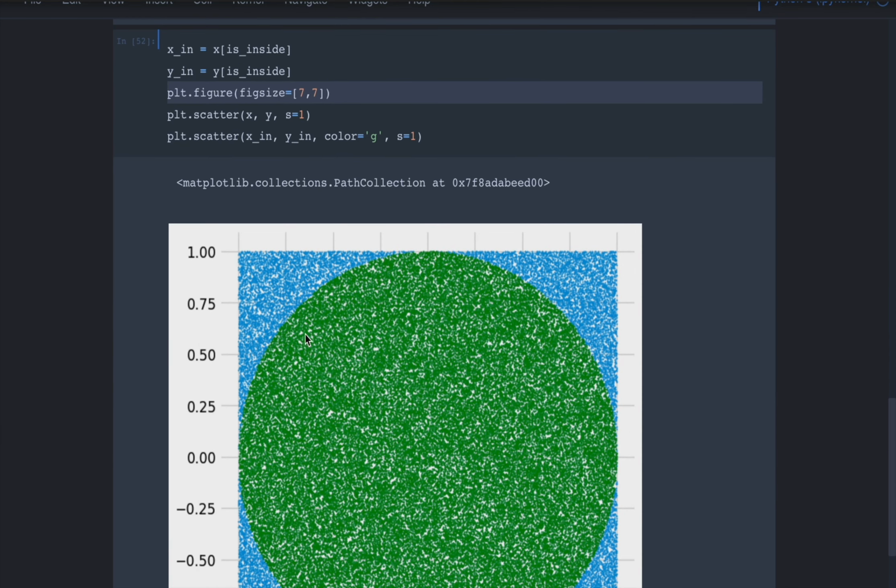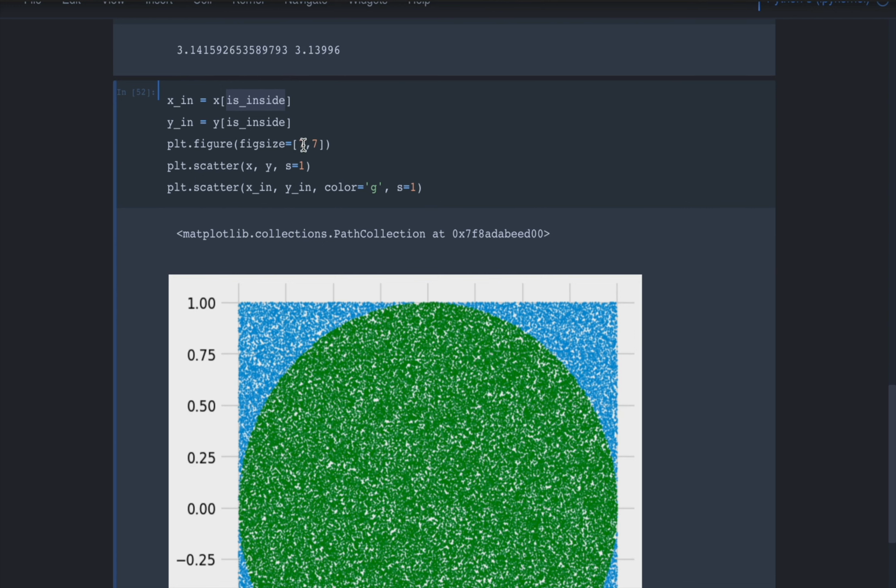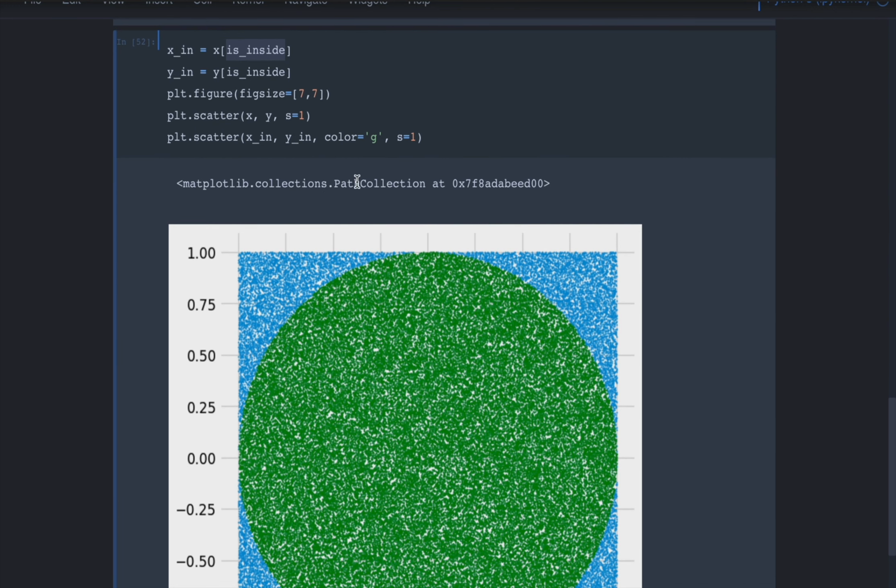Now here we are just color coding the points which are inside the circle. So here what we did is x inside. x contains all the, let's say, 100,000 points, and then we are filtering using the boolean, is inside. Is inside has values true and false, right? So only when it is true, those values get copied into x inside, and the corresponding y values. And here we just set the size, because it is a square, we set equal dimensions in the x and y direction.